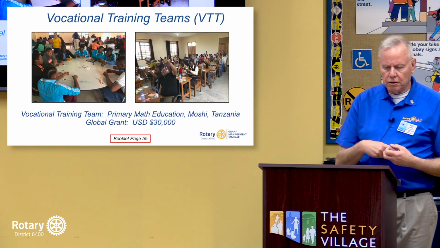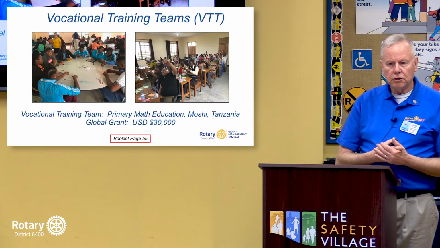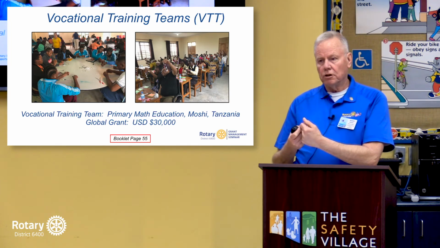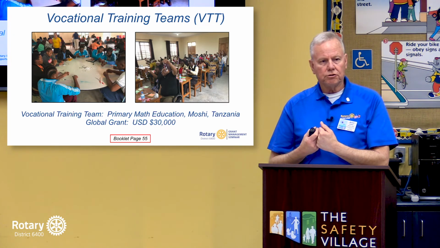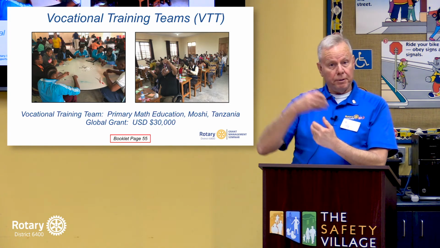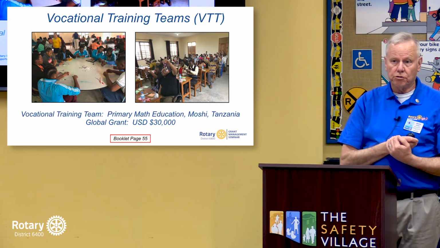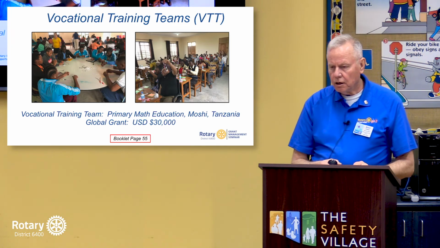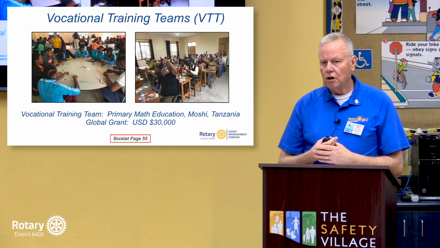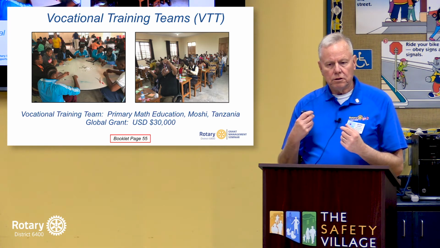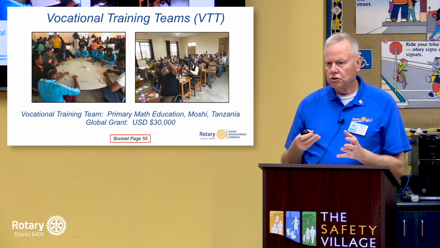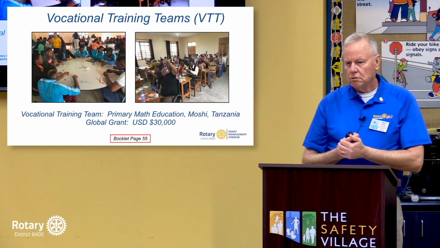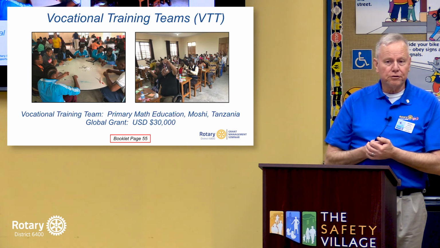Vocational training teams. This is an opportunity for humanitarian training and education where Rotarians and non-Rotarians alike can go over to another country and help. Or we can have people come in here to help, to work with us on training us in doing a better job. It has to be, again, area focus organized, and it can cover anything. These are usually teams of anywhere from 2 to 6, somewhere in that neighborhood. It's whatever you can do for $30,000.